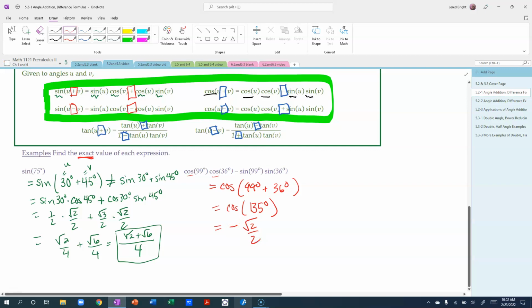So with these identities, you can go either way. You can use it to collapse a big expression like we just did, or you can use it to expand a compact expression by recognizing that as a sum of angles.